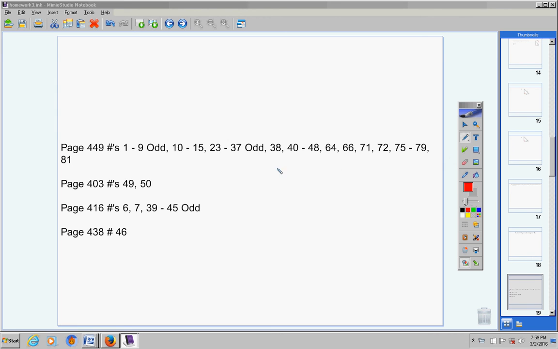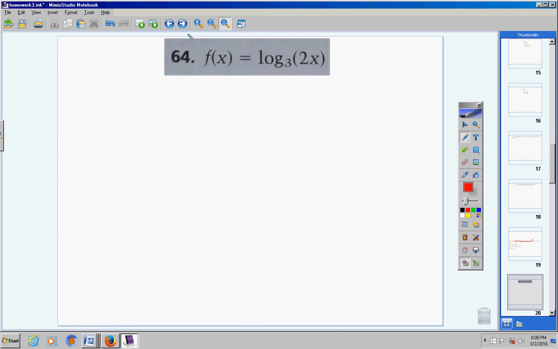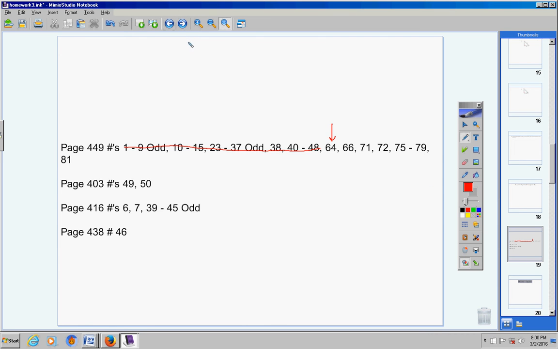On the first review sheet help video, we did these numbers right here, all the way to 48. So we're going to start with number 64. It looks like 64, 66, 71, and 72 will all be graphing problems. These four right here, okay? And so here we go.